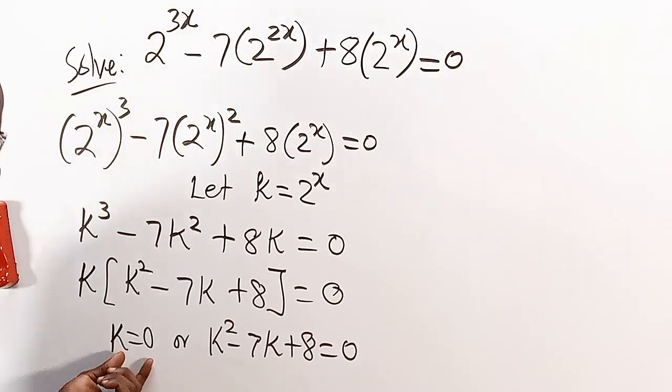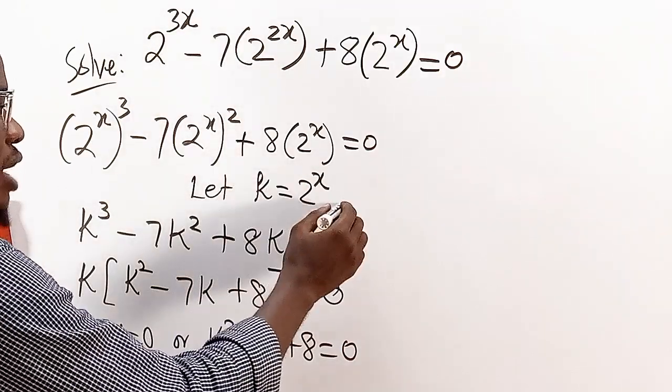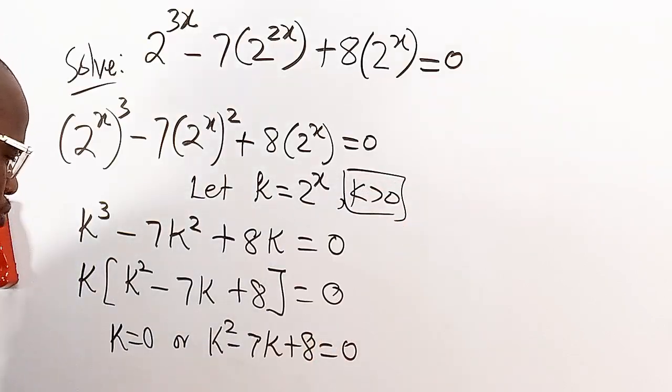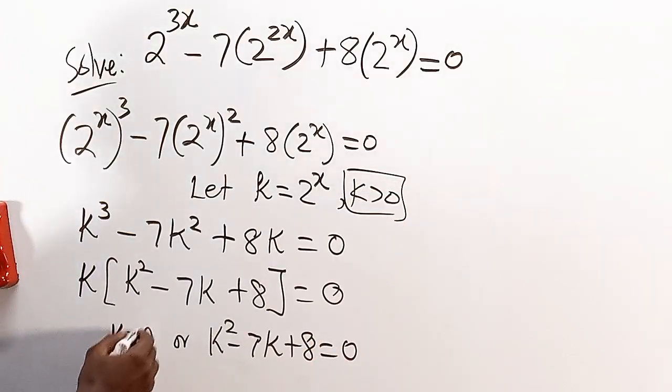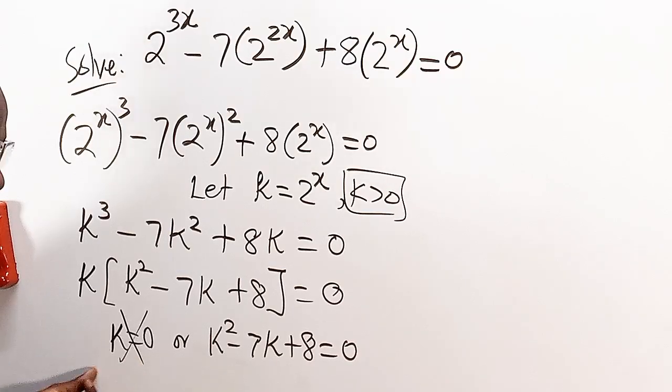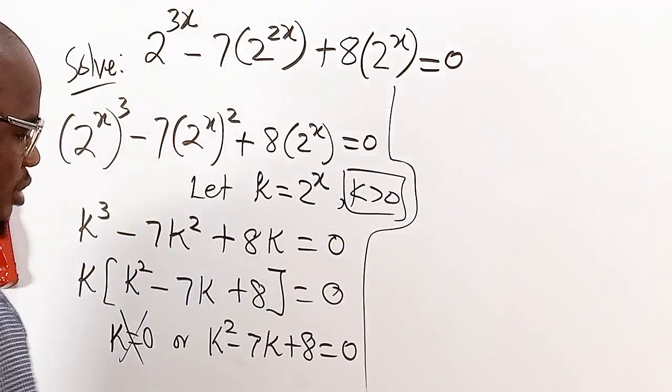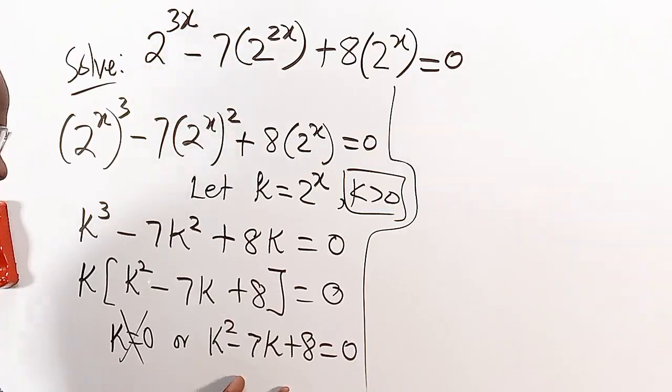So now here, we are going to neglect this one because if you look at this place, our k here must be greater than 0. So for us to have 0 here, it shows that this will be discarded. We are going to waste this one. We are not using it. Neglect it. So now the next thing is to try to solve this one further.